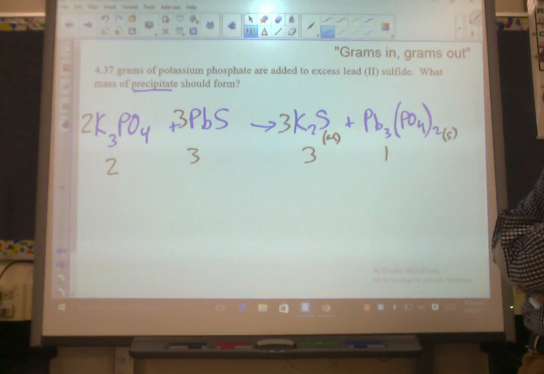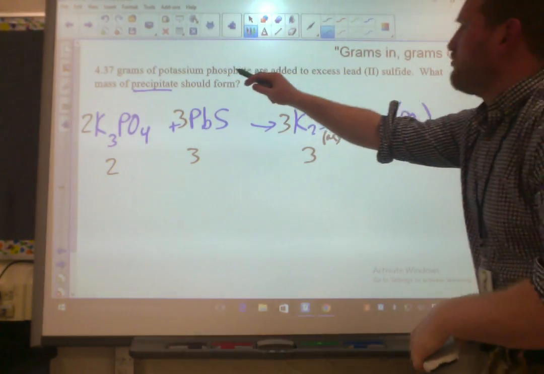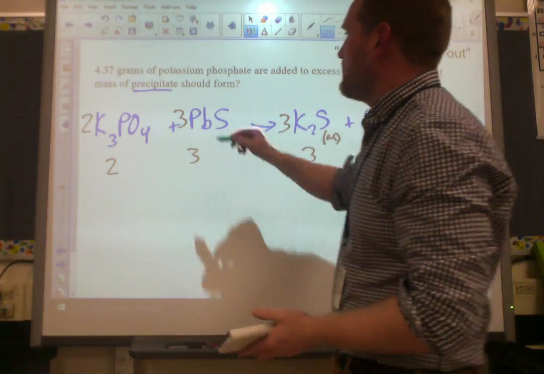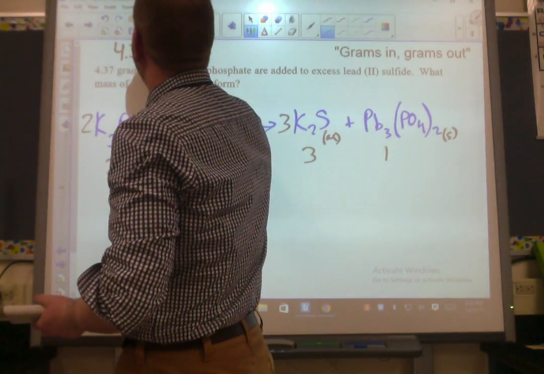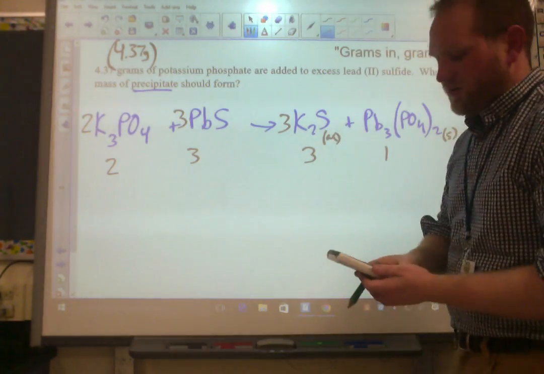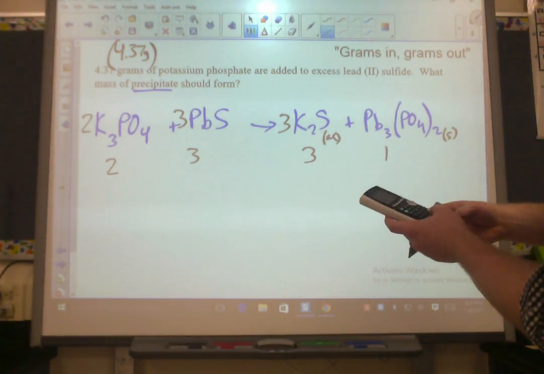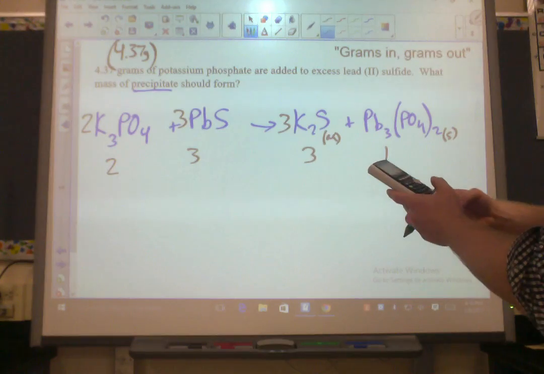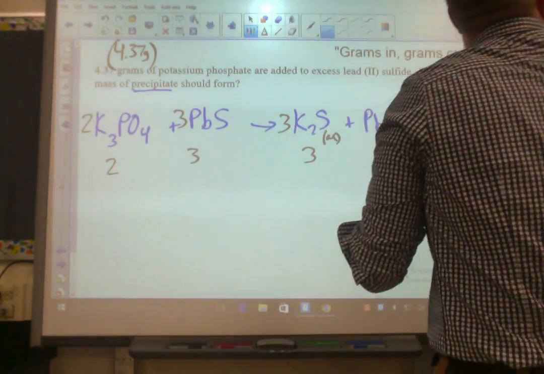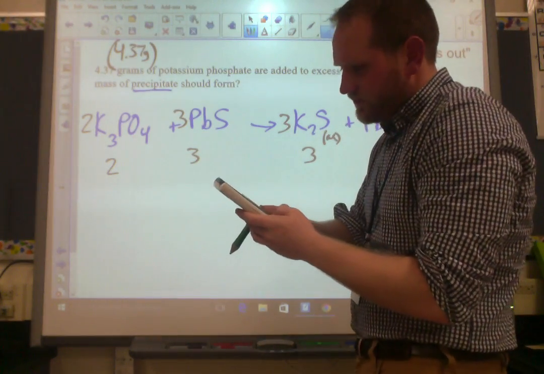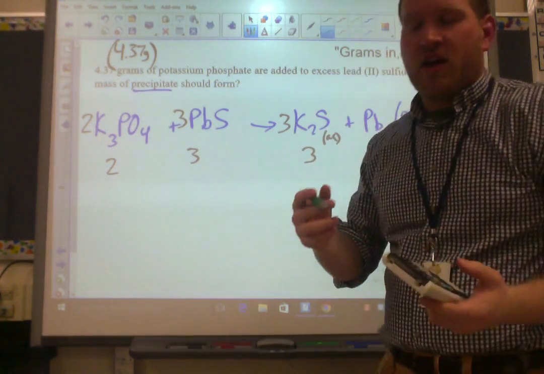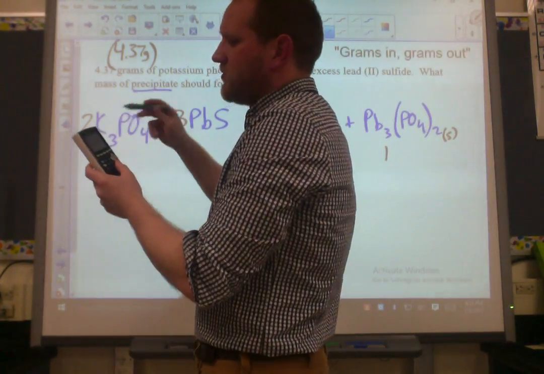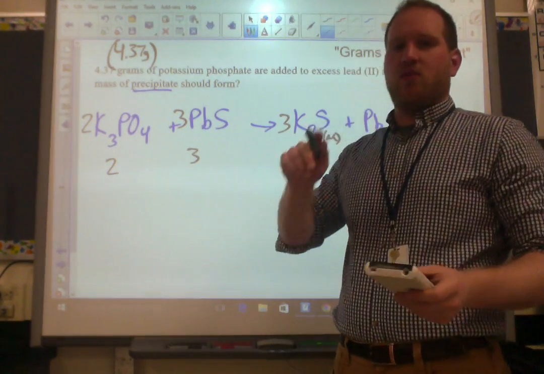Okay. So the problem says this many grams of potassium phosphate, which is this. Okay. So the first thing I have to do is convert that into moles. So 4.37 grams of potassium phosphate. So let me look this up. So potassium is 39.098 times 3. So that's my 3 potassiums. Let me do the 1 phosphorus, which is 30.97. And let me add my 4 O's. That's easy, 64. All right, so the molar mass of this is 212.264. And again, that's the number of grams that equals 1 mole.